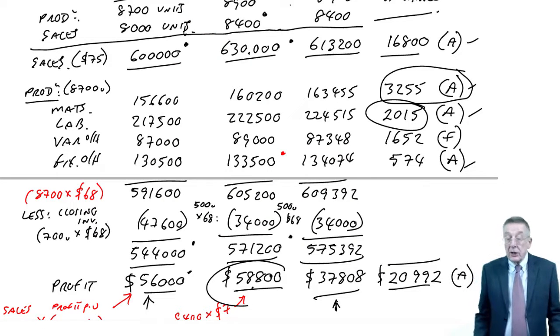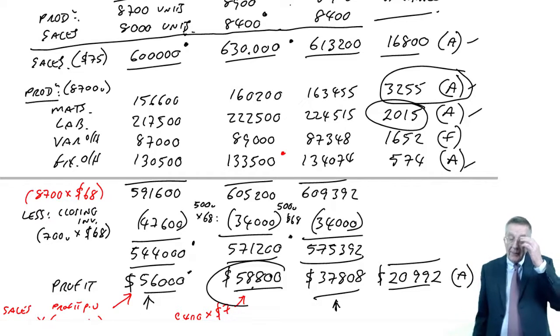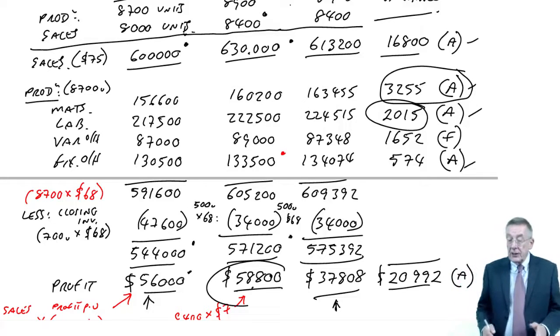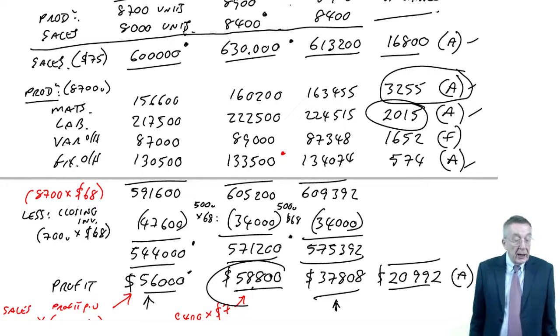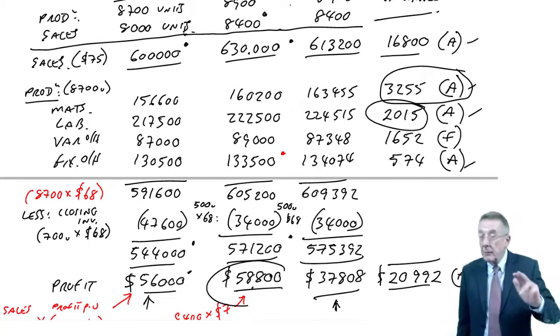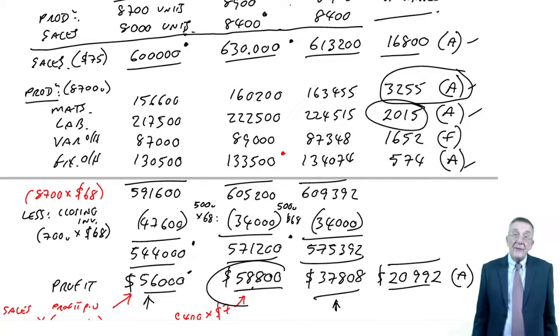Okay, this is the third lecture on paper F2, basic variance analysis. And remember what we've done. I flexed the budget, we worked out total variances, and we've been going through the cost variances, analysing them. We've done materials, we've done labour, we've done variable. We're now going to look at the fixed overheads.